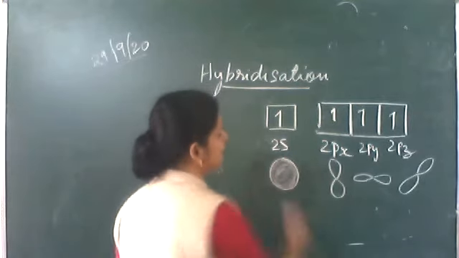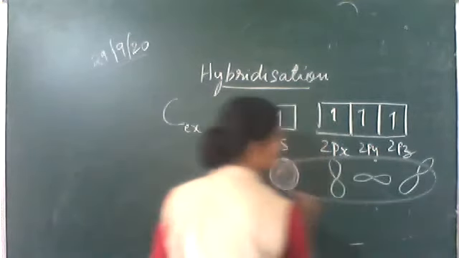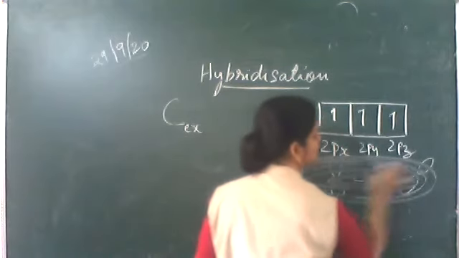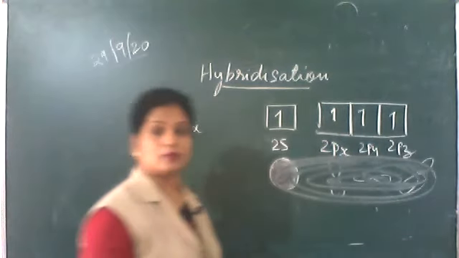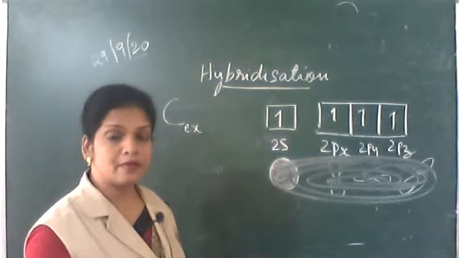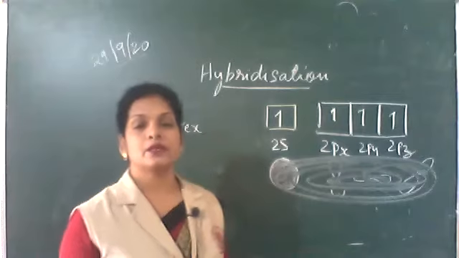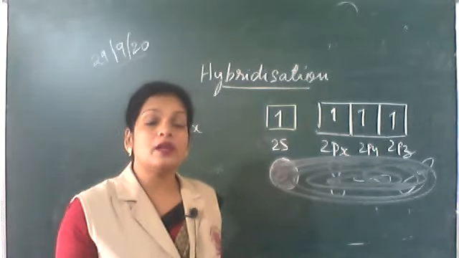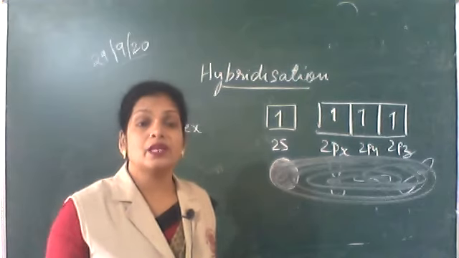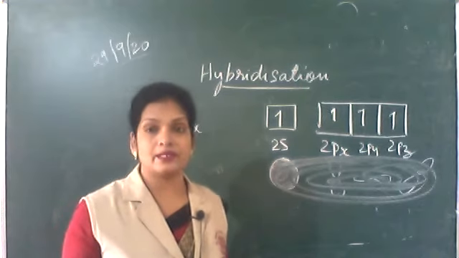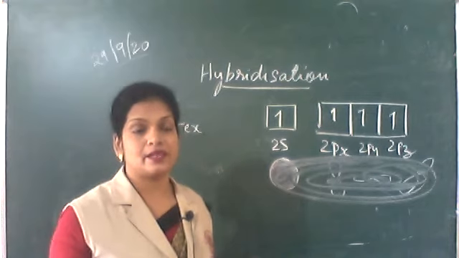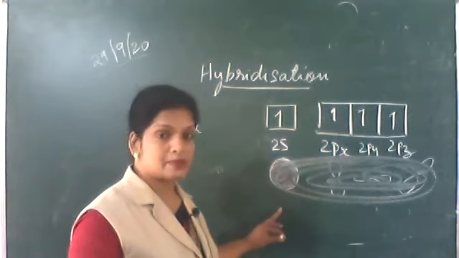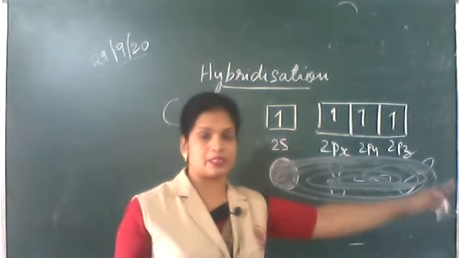They all intermix together to form new orbitals. If 4 are intermixing, new orbitals will be again 4. Equal number of orbitals of equivalent energy. All have the same energy, equivalent energy and identical shape. This is spherically symmetrical, dumbbell shape, dumbbell shape, dumbbell shape.